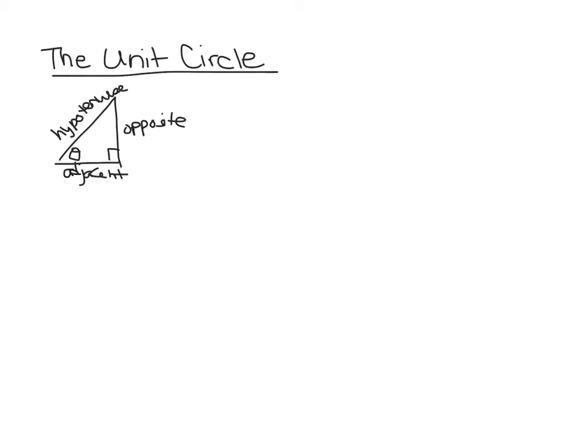So hopefully you remember your trig functions. If you don't, though, I'm going to write them out. So keep in mind that sine of theta is your opposite over your hypotenuse. Your cosine is your adjacent over the hypotenuse. And tangent is opposite over adjacent.